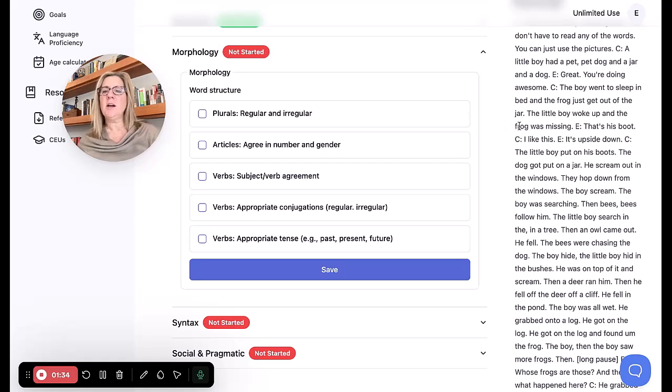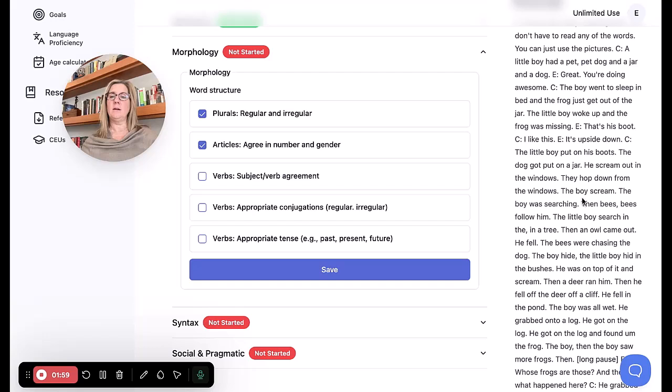The child does use plurals, boots, right here. She uses articles, right? We have both a pet and we have the jar. So we have definite and indefinite articles. We have subject-verb agreement is one of the things that I noticed in here.